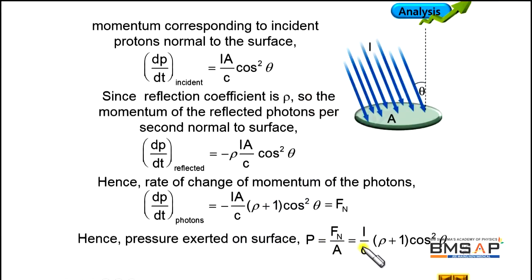So, this is the radiation pressure due to the traveling of the photon, that will be in the downward direction, force in the downward direction because of the photon, and this is the pressure.